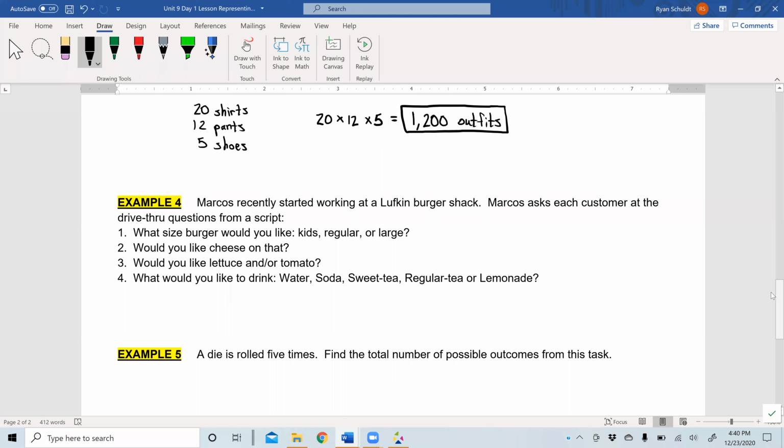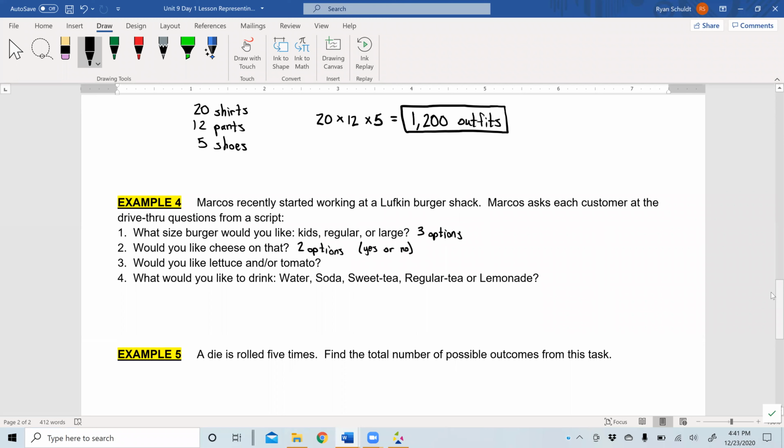How many options is that? Kids, regular, or large? That's 3 options, right? Would you like cheese on that? How many options is that? There's 2 options. Would you like cheese? Well, you could say yes or no. So there's 2 options.